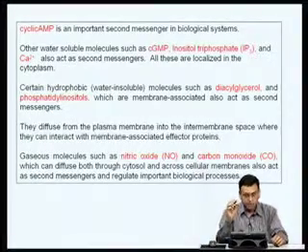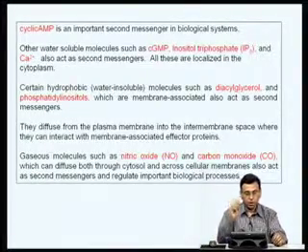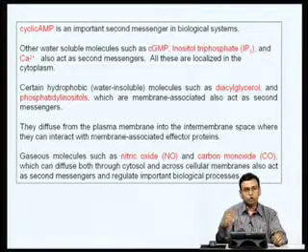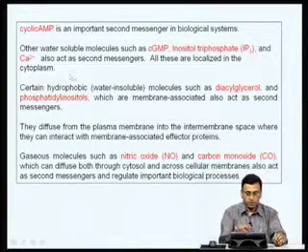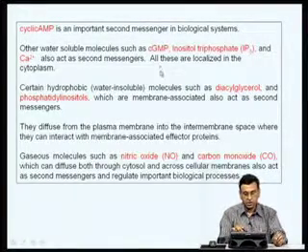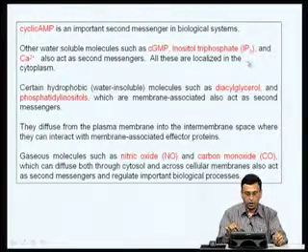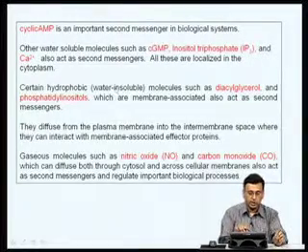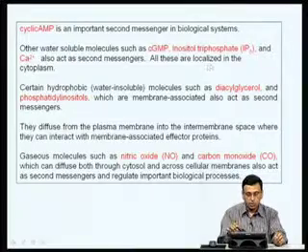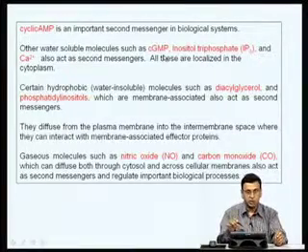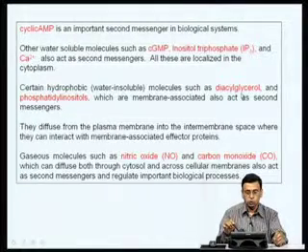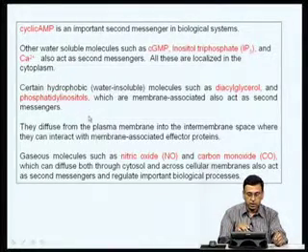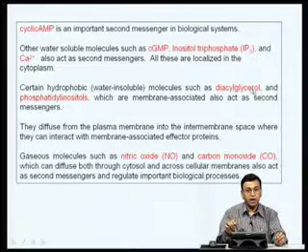Now, cyclic AMP, as I said, is a very important second messenger molecule, and in addition to cyclic AMP there are also many other second messengers operating in living systems. Some of them are shown in red here. For example, cyclic GMP is another cyclic nucleotide, and inositol triphosphate or IP3, as well as calcium, also act as second messengers. In the next class we will discuss the mechanisms by which these molecules function as second messengers, and certain hydrophobic or water insoluble molecules like diacylglycerol and phosphatidylinositols, which are membrane associated, also act as second messengers.